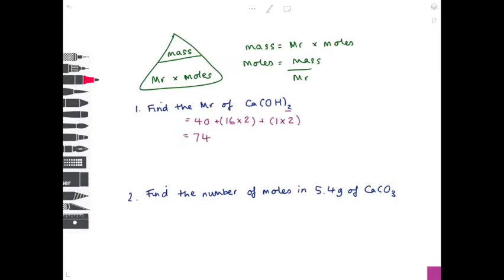And you get an MR of 74. Now looking to find the number of moles in 5.4 grams of calcium carbonate. So I like to write out the equation I'm using, it's good practice. Stops you making silly mistakes.